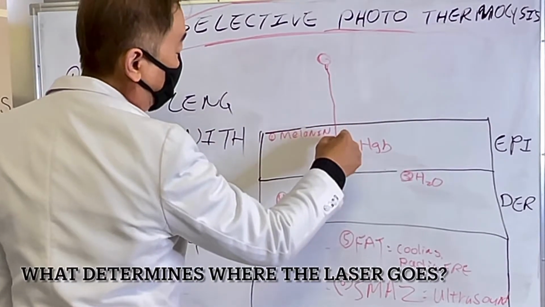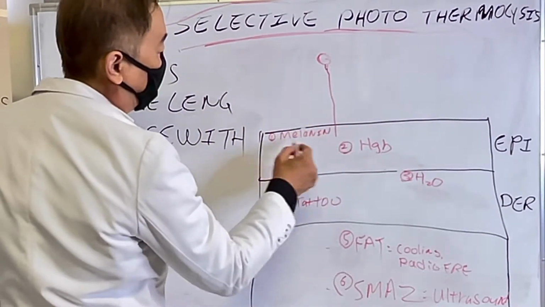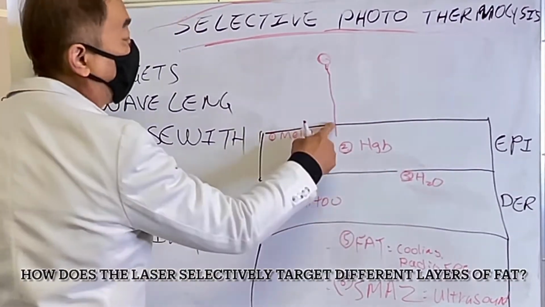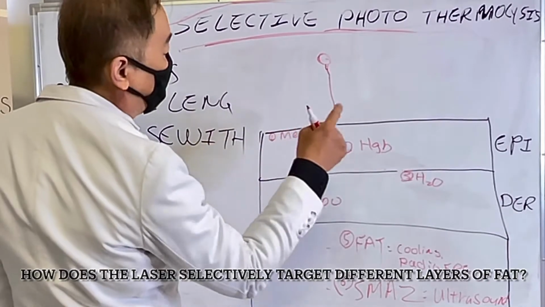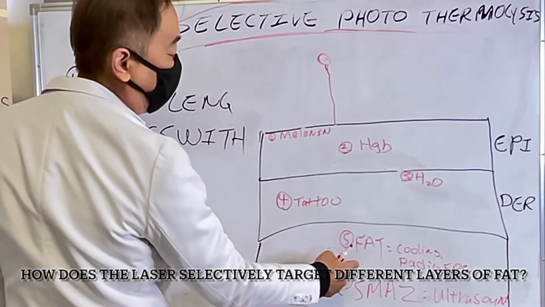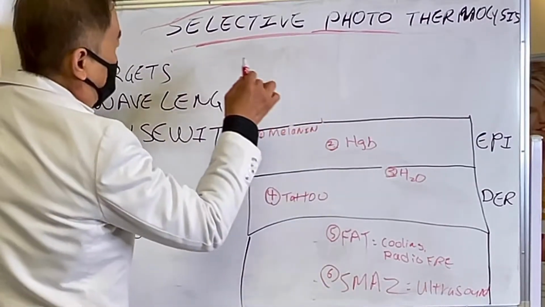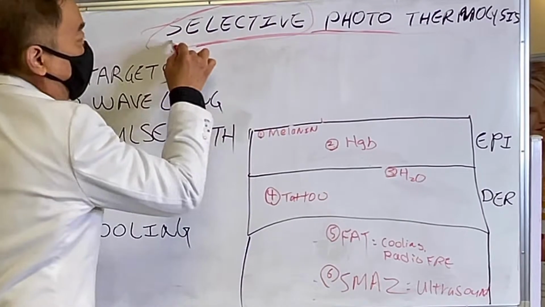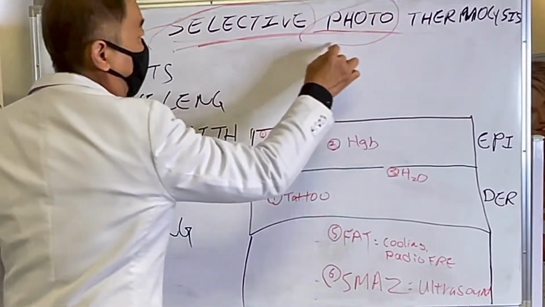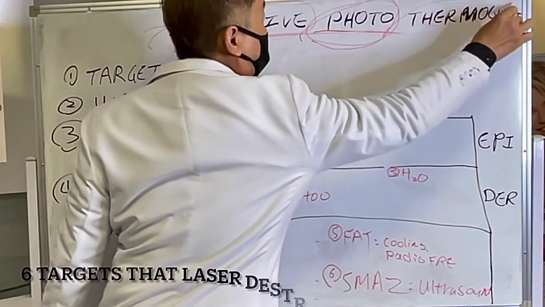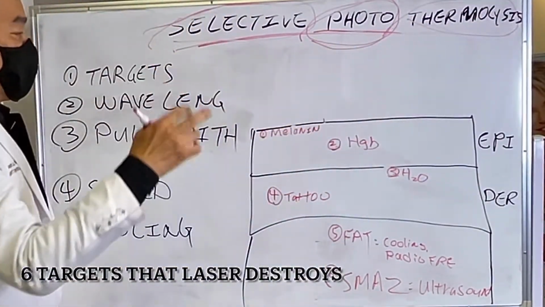Should the laser target this, 2, 3? How does it selectively target this fat rather than the brown spots? So we're going to answer that question. We want to selectively use laser energy or energy devices to thermolyze, using its heat to destroy targets.